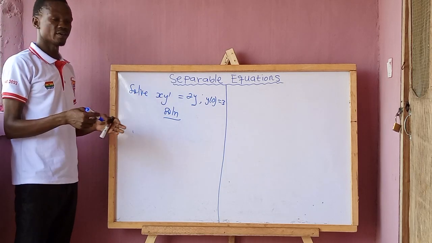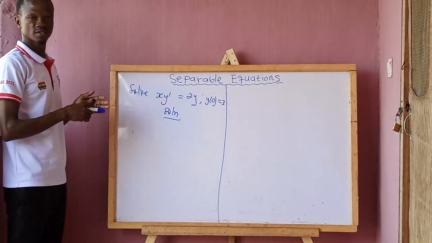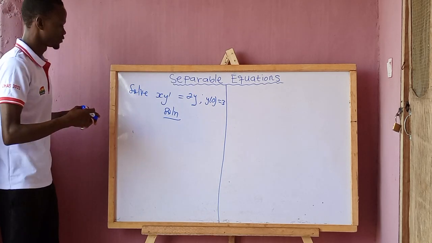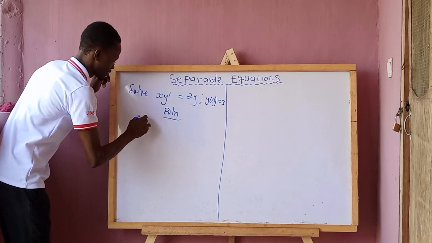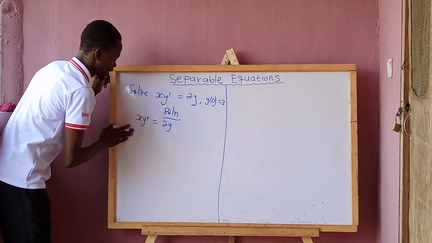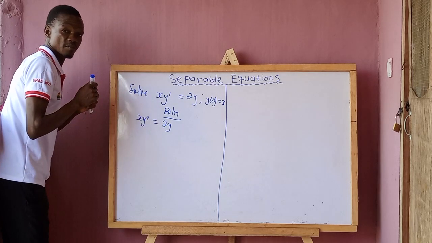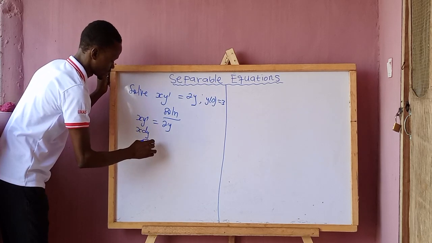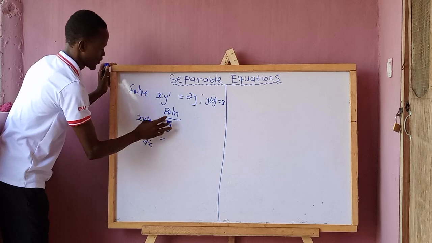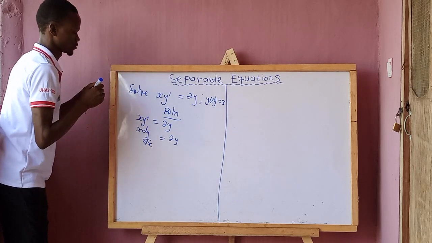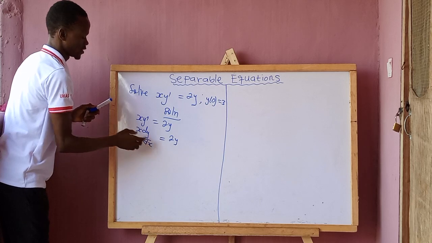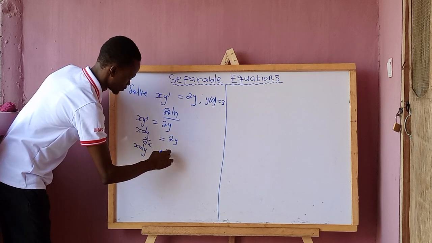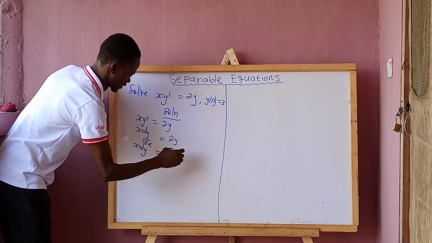To solve this separable equation, we first separate the variables. That is, we keep the x variables at one side and the y variables at the other side of the equal sign. So if we have x y prime equal to 2y, we can change the y prime into dy dx. That will give us x dy dx equal to 2y. Multiplying both sides by dx, we have x dy equal to 2y dx.